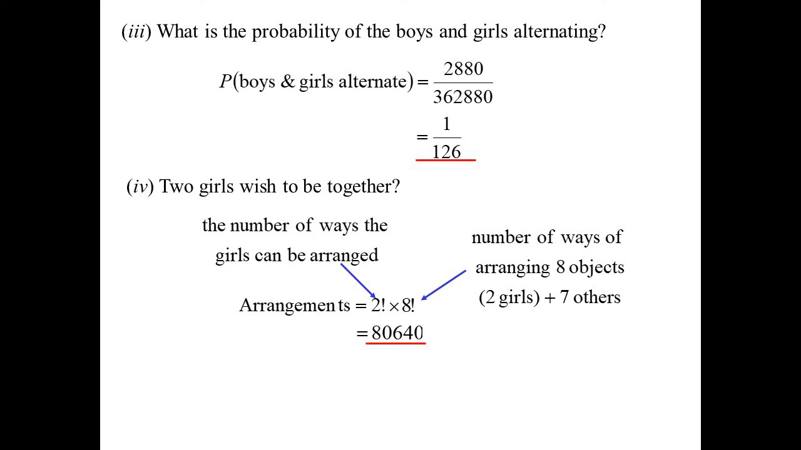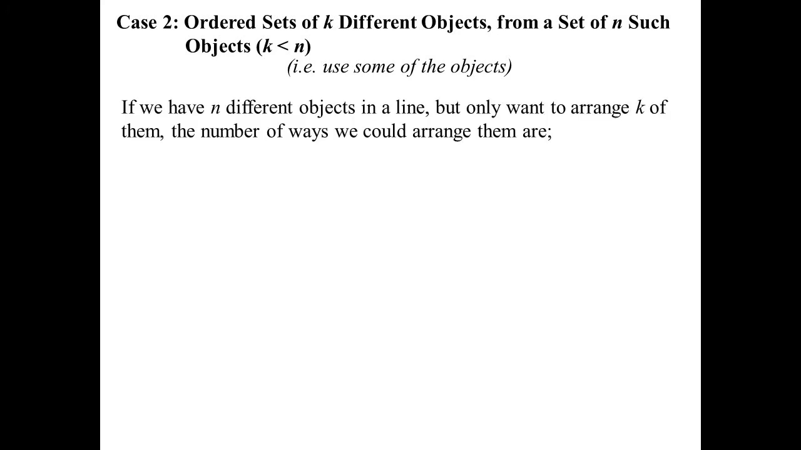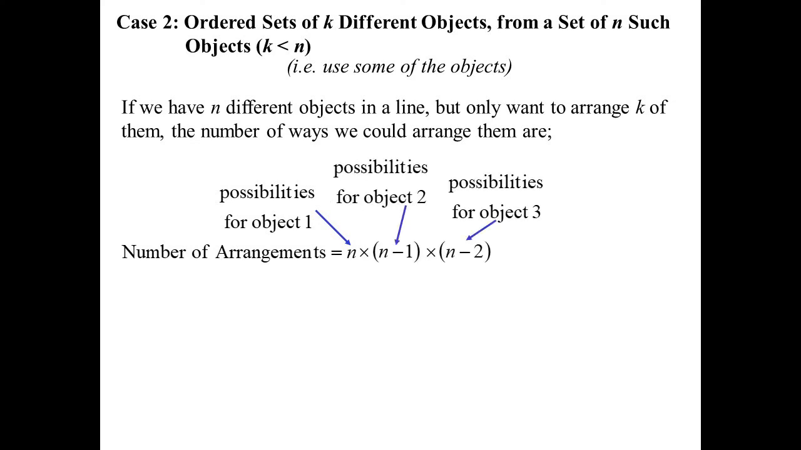Okay, that was the situation where we used up every object. But what about if we don't? So we've still got our n objects, but we're only going to arrange k of them. And obviously k has to be less than n. So we're only going to use some of the objects. Well, let's do it the same way. Our objects are over here. We get the first one. There's n I can choose from. Then there's n minus 1. Then there's n minus 2. And we would keep going until we get to the kth object. This is now the last one I'm going to pick. The kth object. How many ways could I choose the kth object?